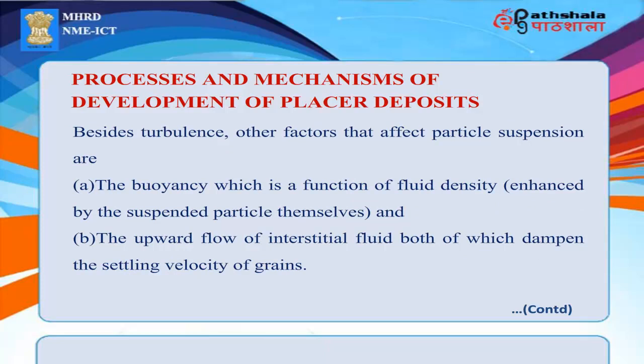Besides turbulence, other factors that affect particle suspension are: A. The buoyancy, which is a function of fluid density enhanced by the suspended particles themselves, and B. The upward flow of interstitial fluid, both of which dampen the settling velocity of grains.